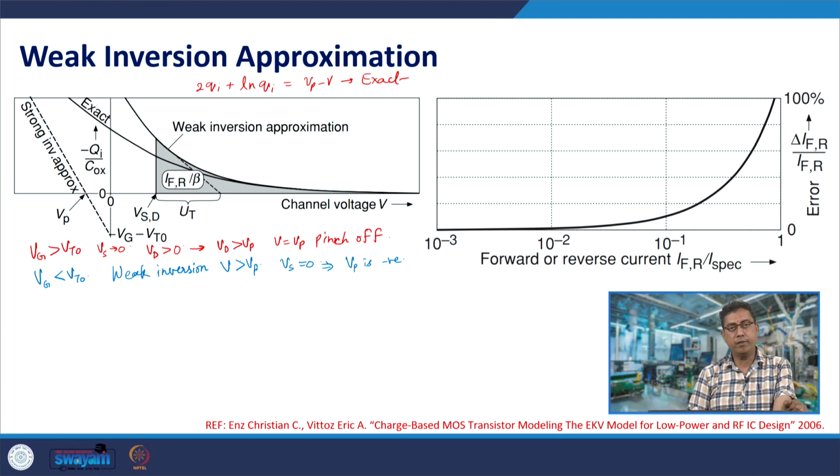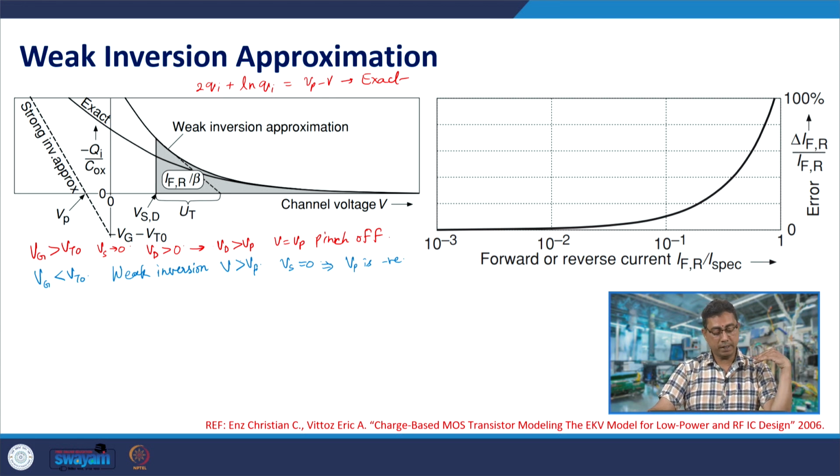So, in weak inversion, see when the device is operating in strong inversion but in saturation. Near the source the channel is inverted, near the drain the channel is pinched off. The channel is pinched off wherever the local channel potential becomes Vp. In that case Vp is positive, but the gate voltage is also quite high.